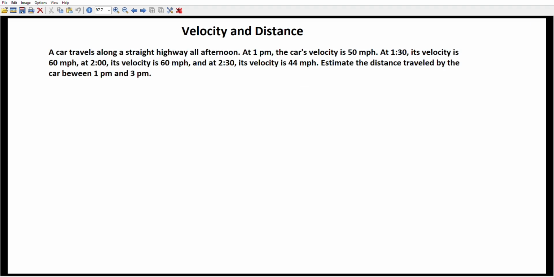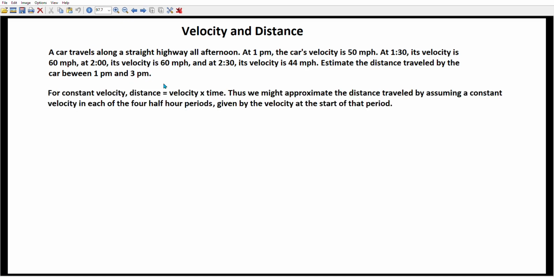Let's look at a problem that at first sight does not seem to be related to what we've just been doing. A car travels along a straight highway all afternoon. At 1 p.m. the car's velocity is 50 miles per hour. At 1:30 its velocity is 60. At 2 its velocity is 60. And at 2:30 its velocity is 44 miles per hour. Estimate the distance traveled by the car between 1 p.m. and 3 p.m.